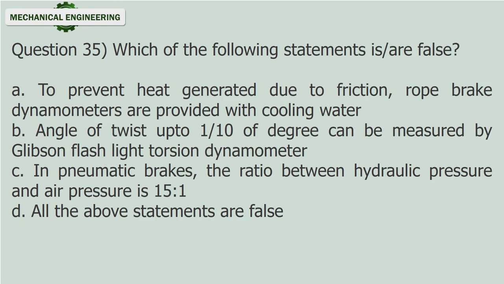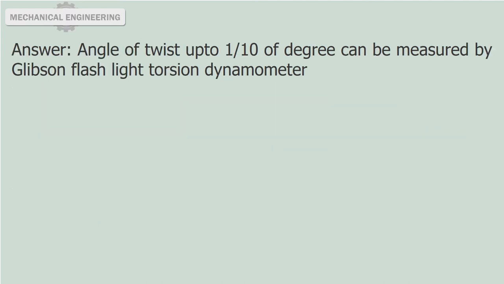Question 35. Which of the following statements is false? A. To prevent heat generated due to friction, rope brake dynamometers are provided with cooling water. B. Angle of twist up to 1/10th of a degree can be measured by Gibson flashlight torsion dynamometer. C. In pneumatic brakes, the ratio between hydraulic pressure and air pressure is 15:1. D. All the above statements are false. Answer: angle of twist up to 1/10th of a degree can be measured by Gibson flashlight torsion dynamometer.